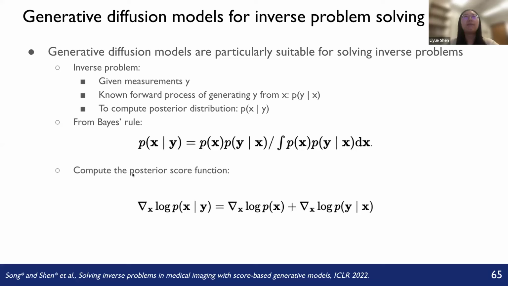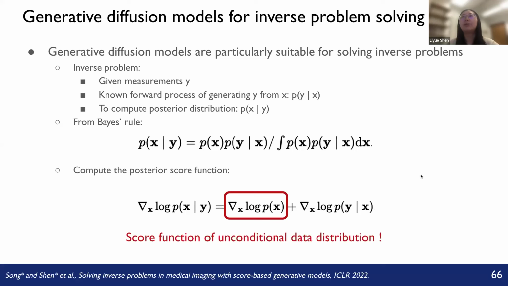So if we're considering the posterior score function, we see that in the unconditional diffusion training, we have already been able to learn some score function estimation by training on the data that is provided through this kind of denoising process.